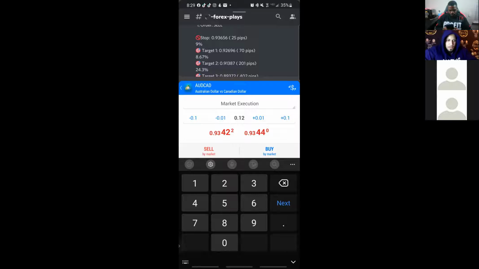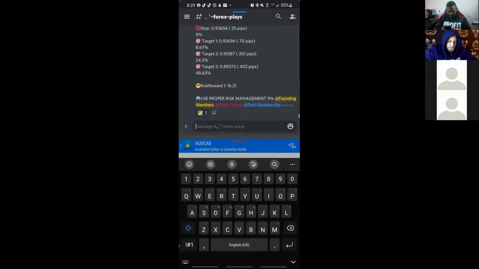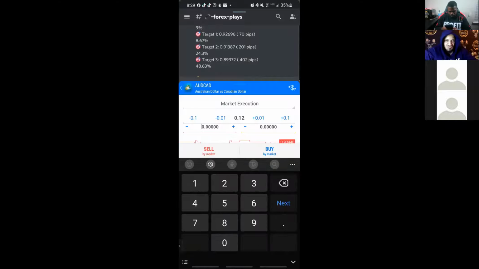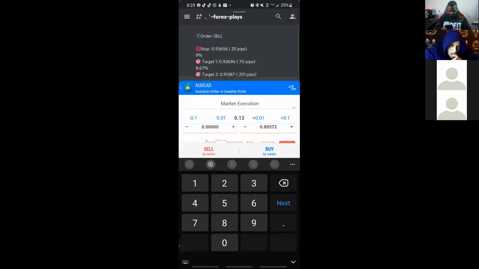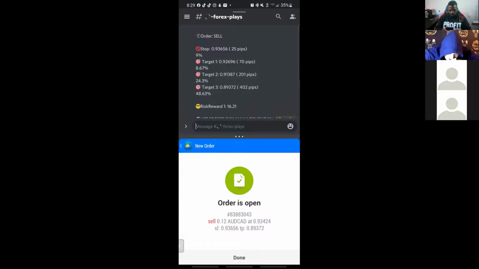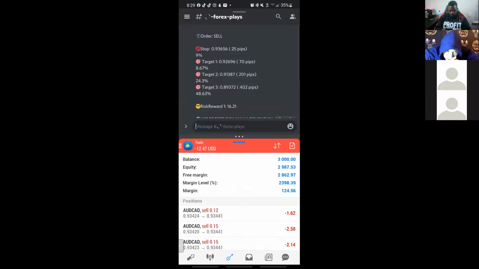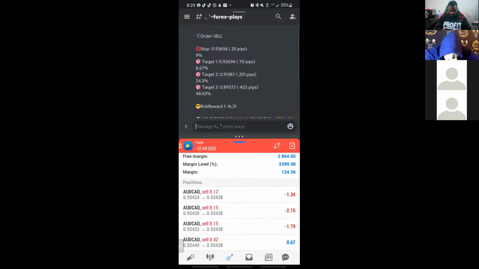All right, perfect. So from here, we just put in that third TP. Third TP 0.89372. And what's that stop loss? 0.93656, and just hit sell. From here, we just let the trade setups ride.